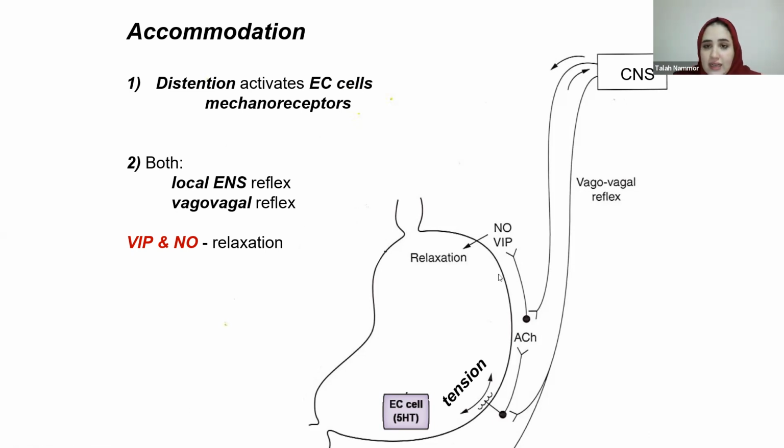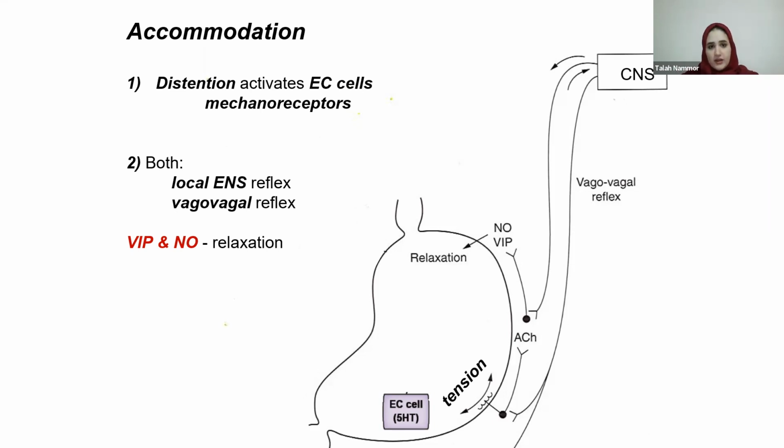Guys, you can see in here that this is the vagovagal reflex. The tension can activate the vagus nerve. The distension will activate the vagus nerve, which will also act on the inhibitory cells. So the distension, mechanoreceptors sense tension and stimulate the vagus nerve to release ACH, which will stimulate the inhibitory neuron to release VIP and nitric oxide, which will relax. Yep, that's exactly what happens.